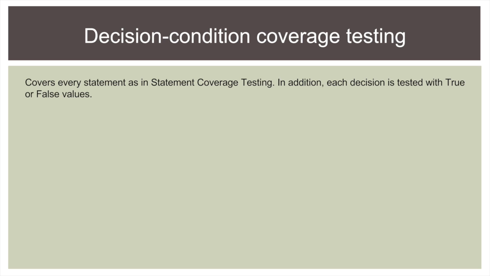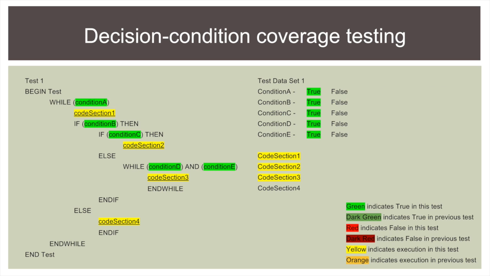The next one, decision condition coverage testing. This covers every statement, just like before, but in addition, each decision is tested with true or false values. So we need some more data sets for this one. Okay, data set 1 is as before, all conditions A, B, C, D, E are true, and we get the same result as before. Okay, moving on, we use data set 2 and we get the same thing.